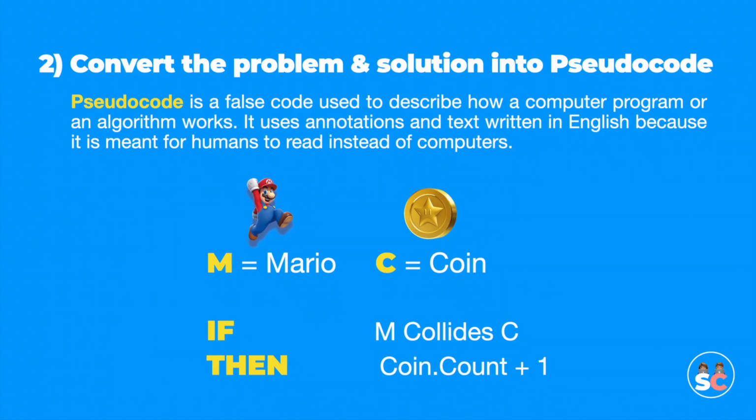So Mario might equal M and coin might equal C. And then if we were to do an if-then statement, we might say something like, if M collides with C, so if Mario collides with coin, then we want our coin count to go up by 1. So every time Mario bumps into a coin, we want our coin count to rise by 1. Very simple to write out in English, and that is a very simple pseudocode or if-then statement based on that very fundamental principle.